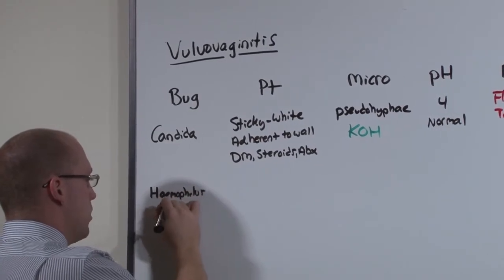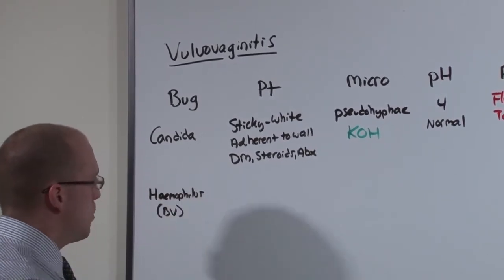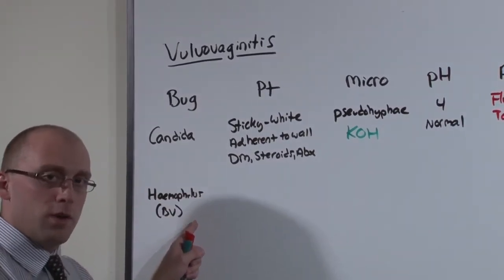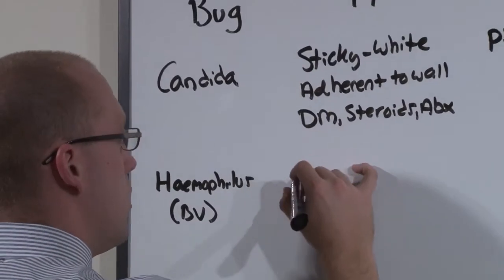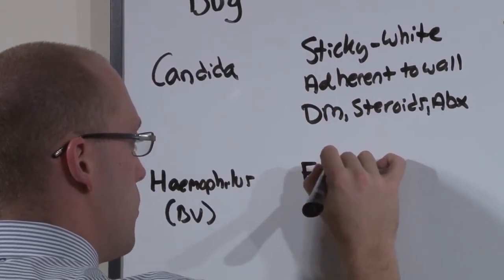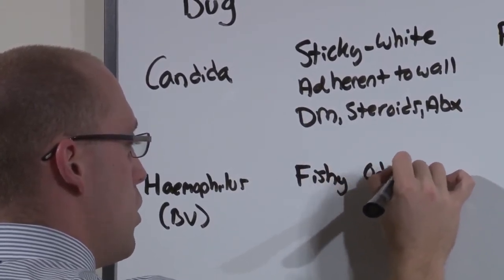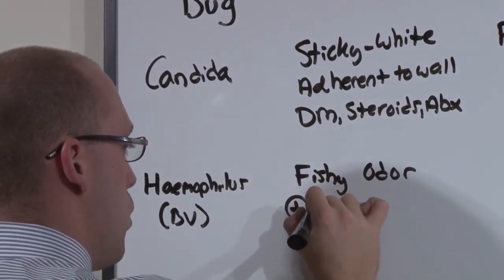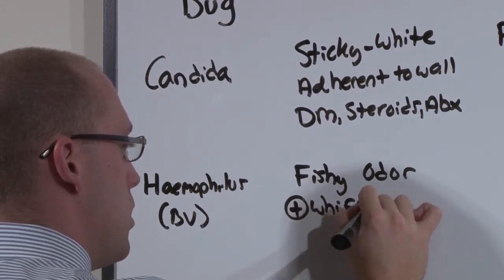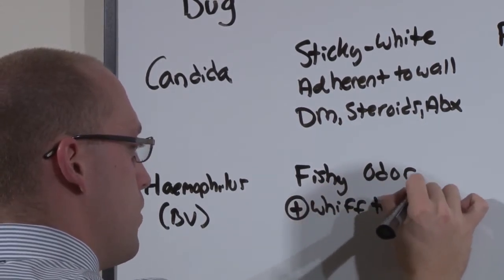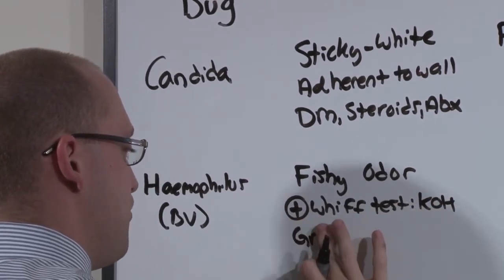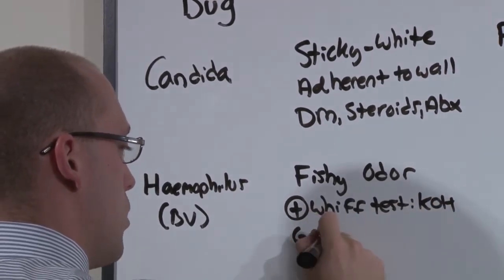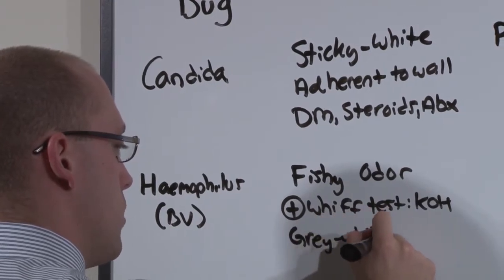also called bacterial vaginosis. This is simply an overgrowth of the normal vaginal flora. The patient is going to complain of a fishy odor. And this fishy odor is made worse with an application of KOH. It's called the whiff test. It will be a gray-white discharge.